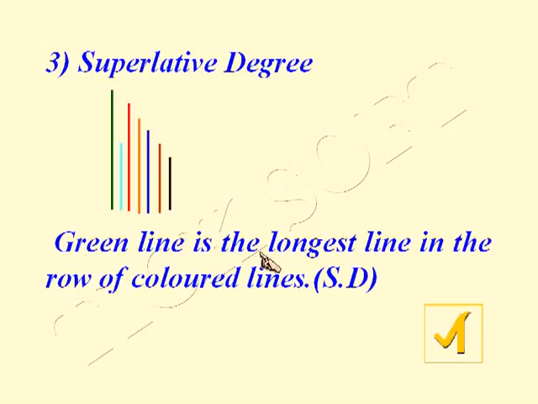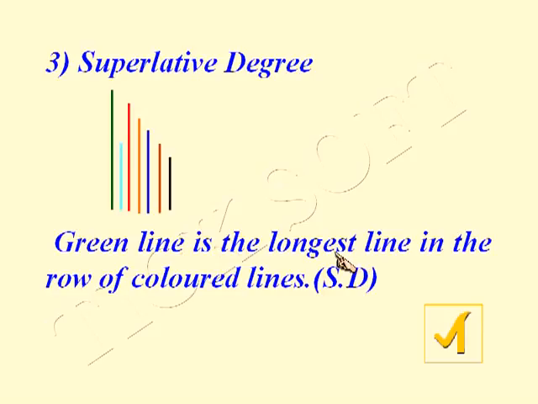Green line is the longest line in the row of colored lines. Here you see the longest. EST stands for superlative adjective.